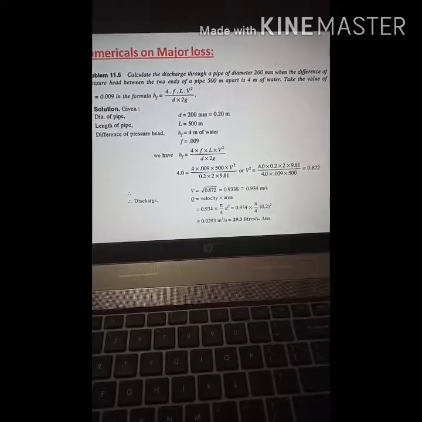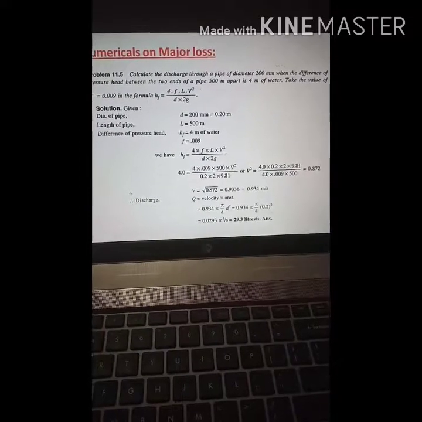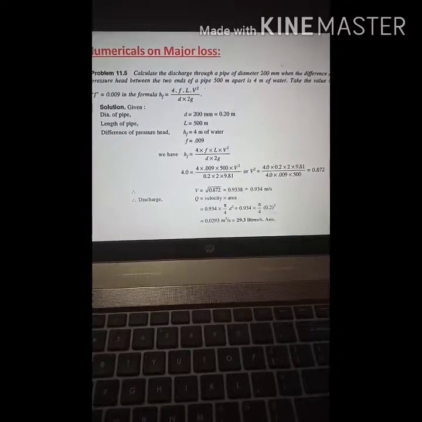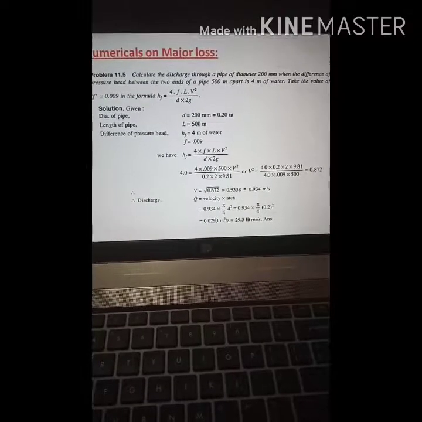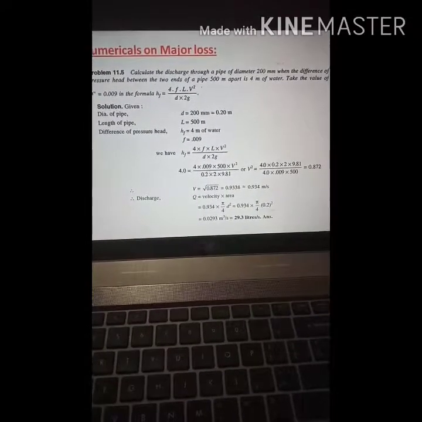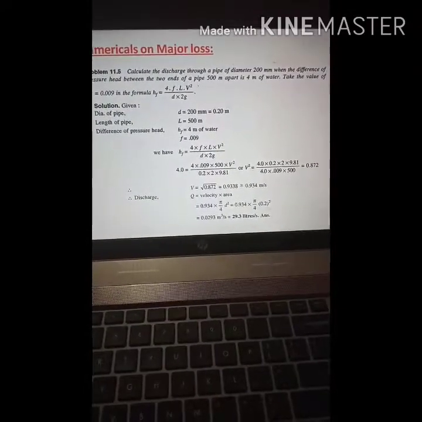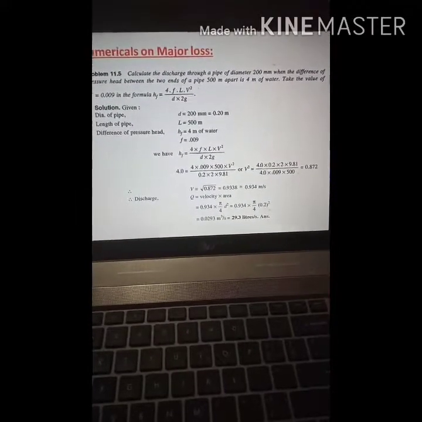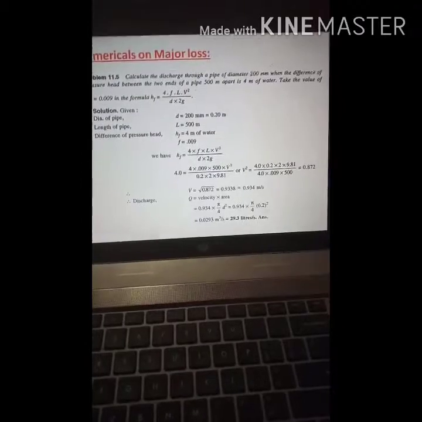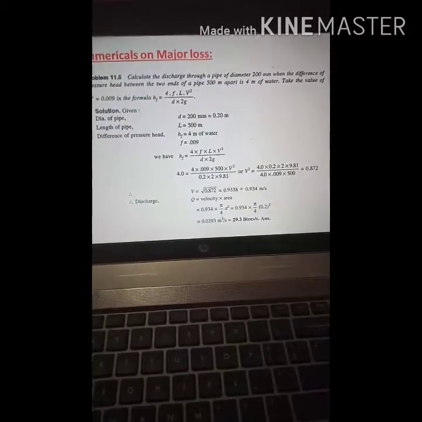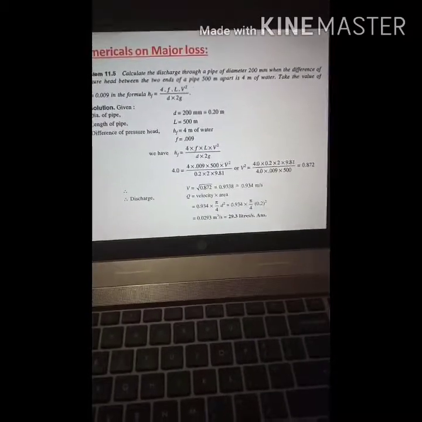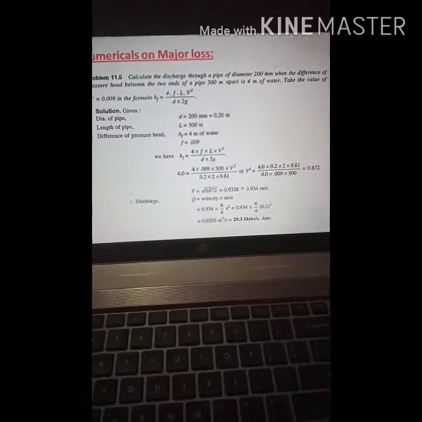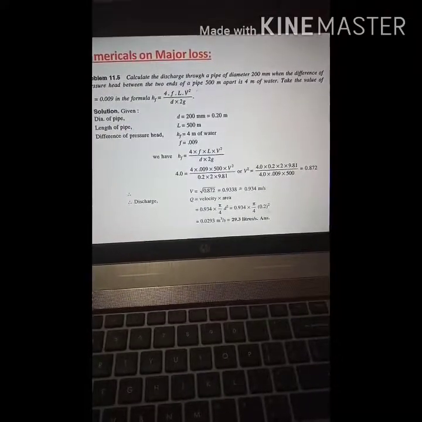Now, in this formula, we have been given the value of coefficient of friction as a ready-made value. In most of the cases, it is not given. You have to calculate the value of f by using the formula either for laminar flow or turbulent flow. For that, first you have to calculate the Reynolds number. But in this, you have been given the value of small f as a ready-made value. Put that value of small f in the given formula.